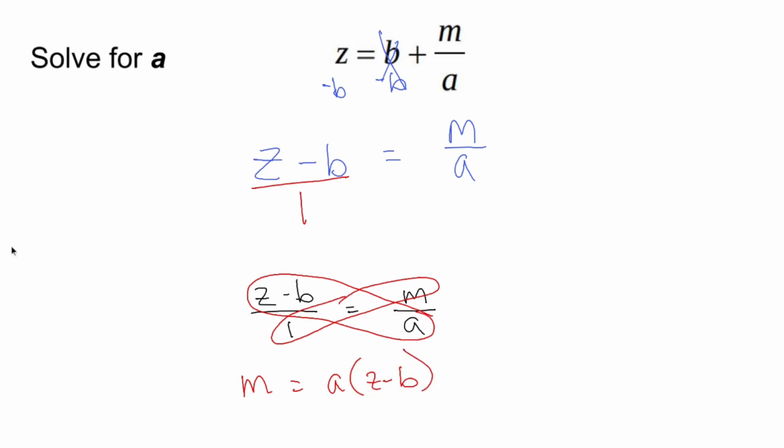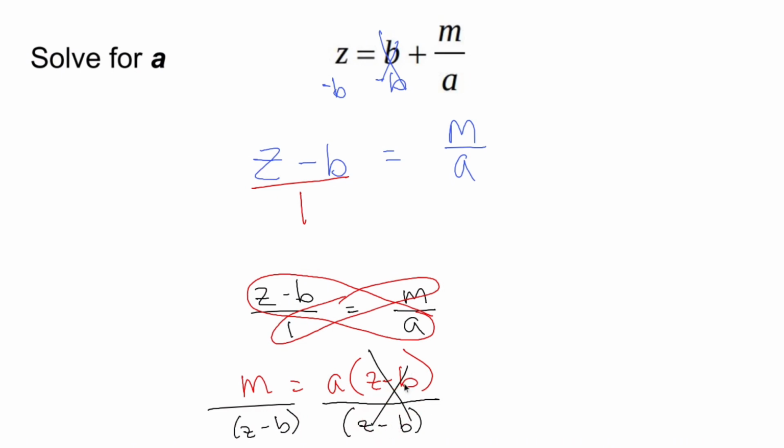Now, I know what you're thinking. Let's distribute. No, no, no. My job is to get A completely all by itself. I have a parentheses of stuff being multiplied to A. How do I get rid of a parentheses of stuff being multiplied to A? Divide that parentheses of stuff from both sides, like so.